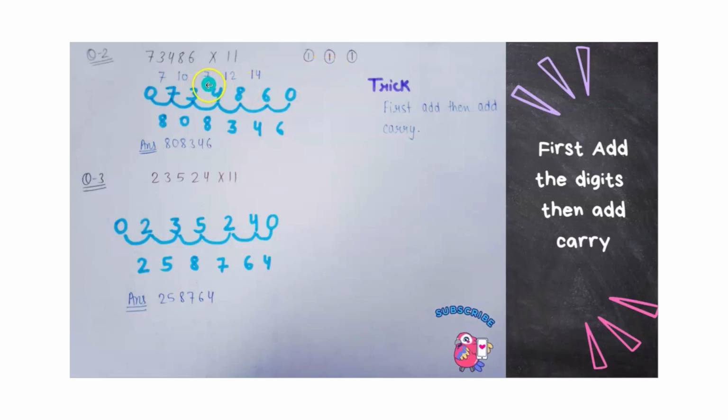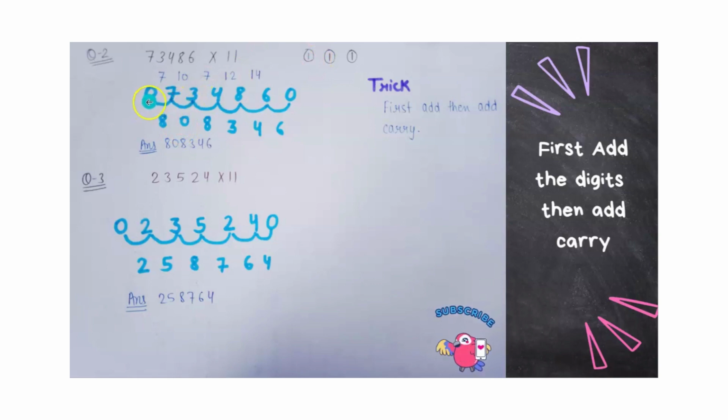So 7 plus 1 will be 8. Okay, fine. Now 3 plus 7. We are grouping of 2 as n is 2. Okay. So 3 plus 7 will be 10. So 0 as it is and 1 will be carry out.